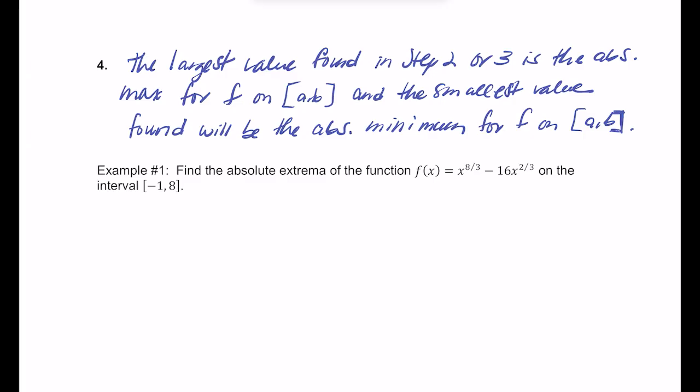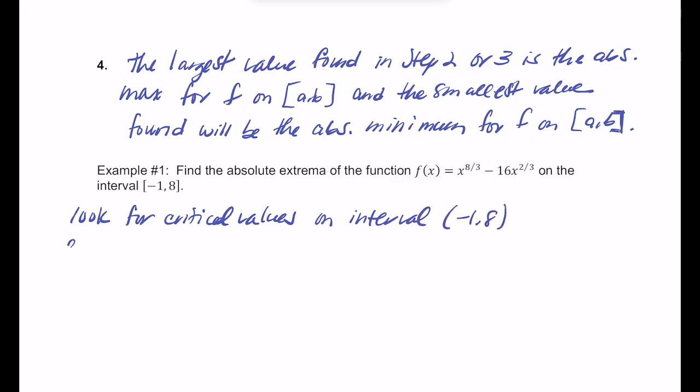Okay, so the first thing I'm going to do is look for the critical values or critical numbers on the open interval from -1 to 8. To find critical values, we know we have to find the derivative. I'm just going to use the power rule. It's going to be 8/3 x to the 5/3, and then minus 32/3 x to the -1/3.